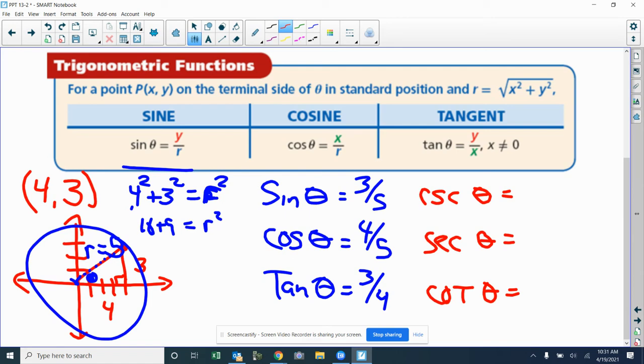All right, so what do we do when we just do what? Flip them, right? 5 over 3, 5 over 4. What did we just find? Sine, cosine, tangent for what? A point on a Cartesian coordinate system.